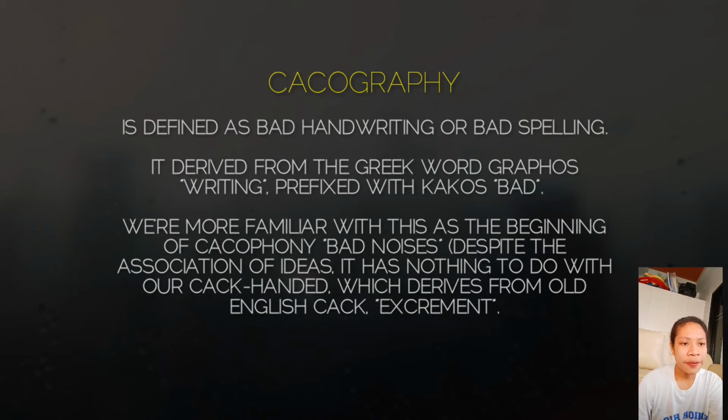Cagography is defined as bad handwriting or bad spelling. It derived from the Greek word graphos, writing, prefixed with kakos, which is bad. We're more familiar with this as the beginning of cacophony, which is bad noises. Despite the association of the ideas, it has nothing to do with our cack-handed, which derives from the Old English cac, which is excrement.